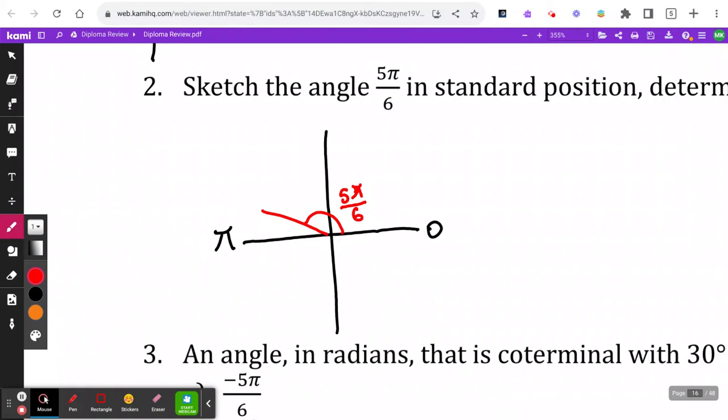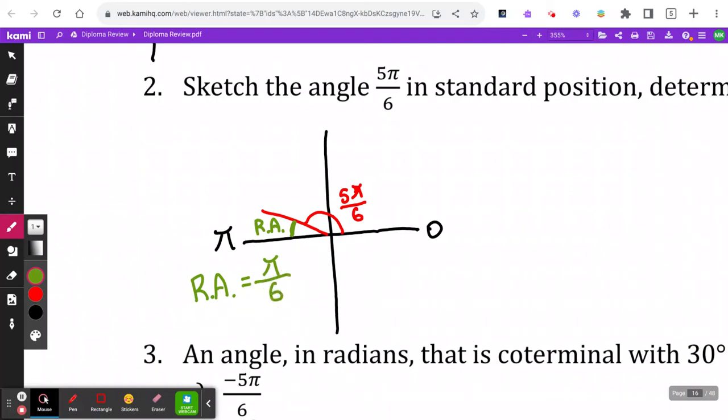Sweet, we're going to do reference angle, positive, negative, and general solution. So same idea. The reference angle on this guy is right here. That's my reference angle, to the closest x-axis. My reference angle would be 1 pi over 6.